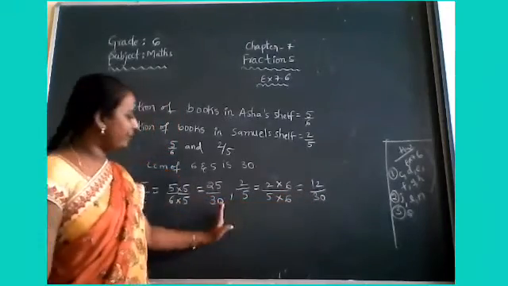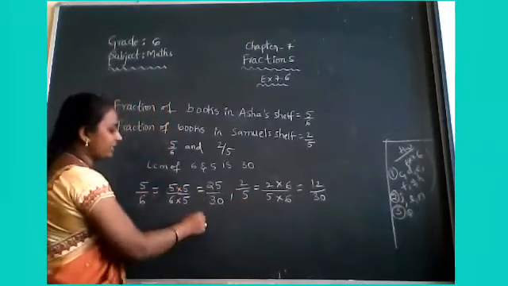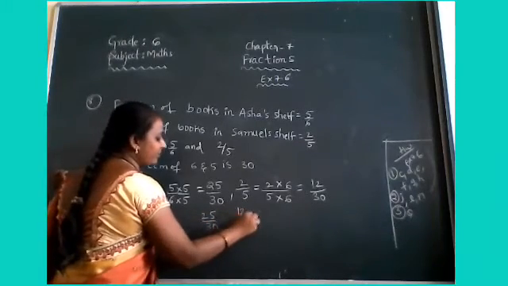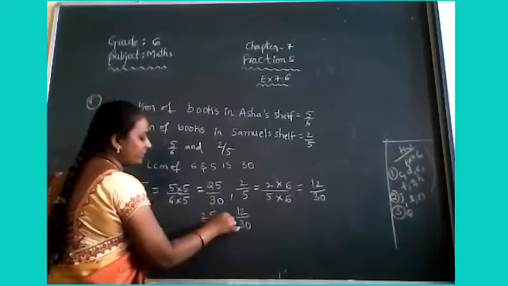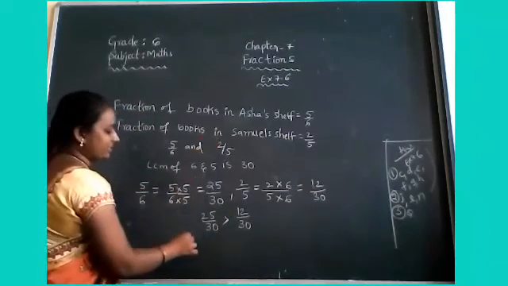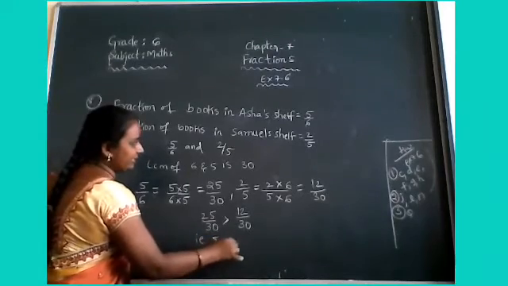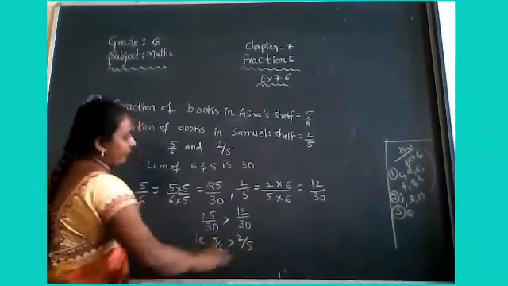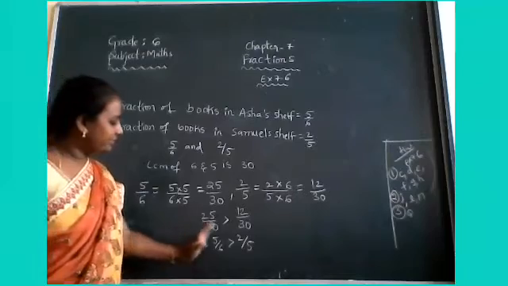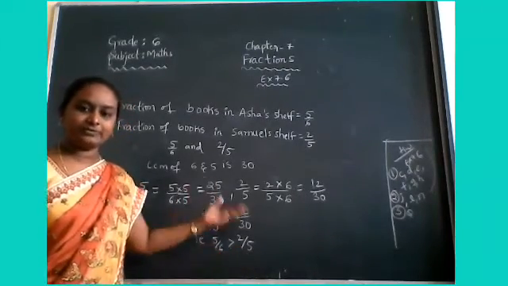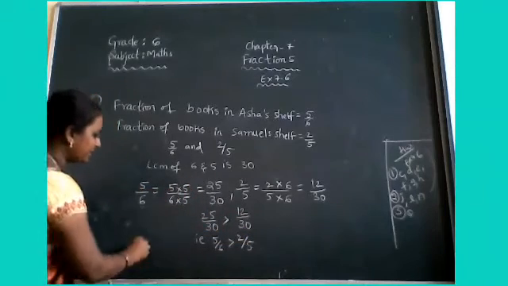So compare the two fractions, whose shelf is more, 25 by 30 or 12 by 30? That is Asha's shelf. So 5 by 6 is greater than 2 by 5. Asha's bookshelf is more than Samuel's bookshelf. By what fraction? By what fraction means find the difference.